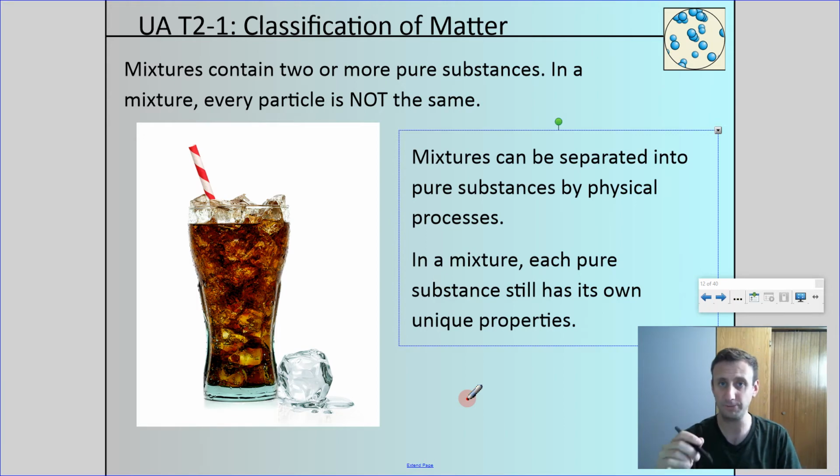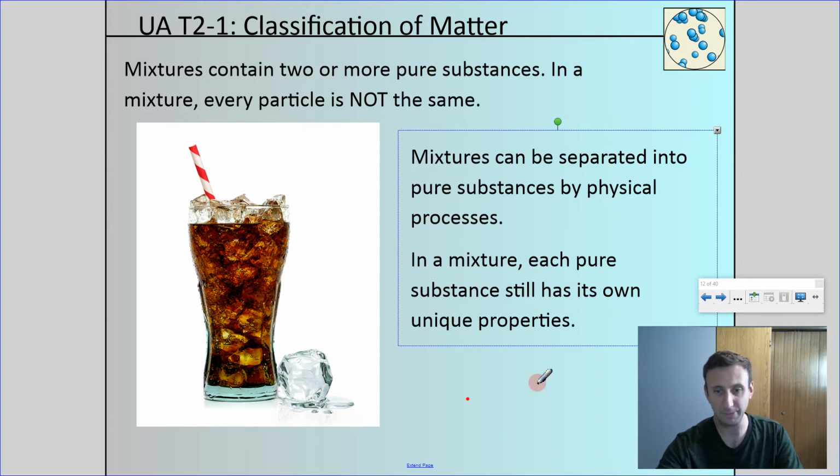So for example, if you have some Coca-Cola, you can tell that there's different stuff in there that has its own unique properties. There's sugar in the Coke that makes it sweet. If it's fizzy, that's carbon dioxide making it fizzy. It's wet because of water in there. So you have all these different pure substances mixed together, and each one of those pure substances is showing its properties. It still has its properties, which is completely different than a compound.